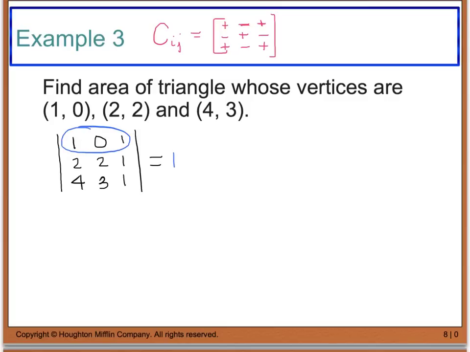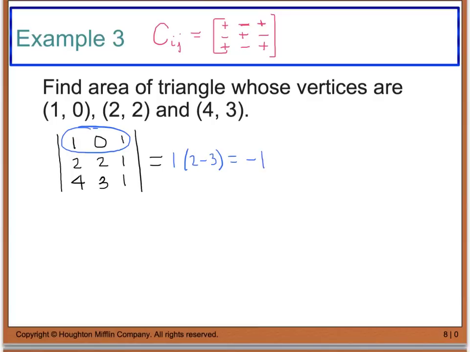So I'm going to have 1, and the sign of my cofactor is going to be positive, or in other words, I'm going to keep the sign of my minor, if you recall from the last section. My minor, if I cross off the first row and first column, is going to equal 2 times 1, which is 2, minus 3 times 1, which is 3. So this is going to give me a negative 1.